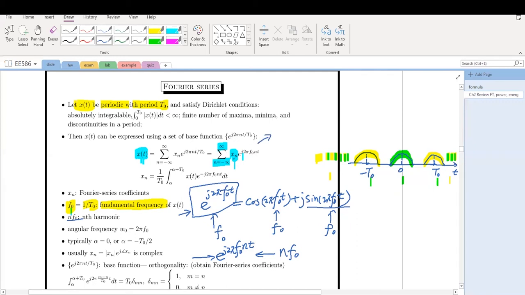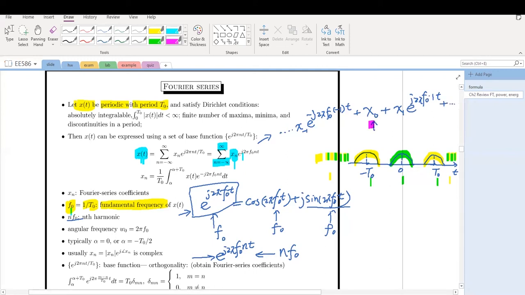If we expand this summation, we can have this, because n is running from minus infinity to infinity. Let's see, if n equals minus 1, then e to the power minus j 2 pi f0 t. When n equals 0, that's X0 times e to the power j0, that's 1, and plus X1 e to the power j 2 pi f0 multiplied by 1 by t, and so on, on both sides.